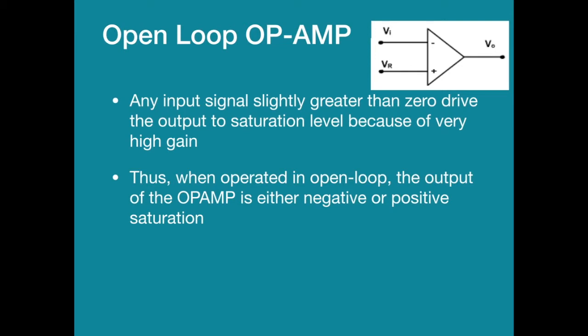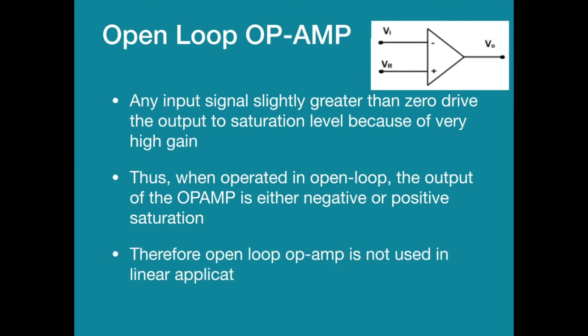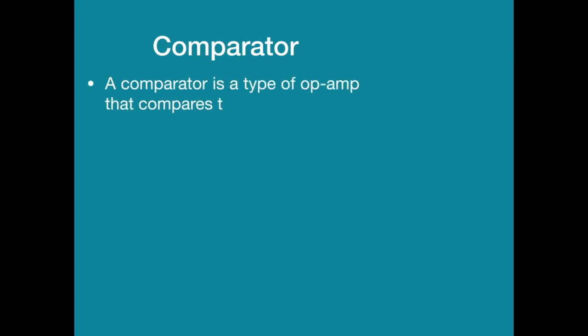So when we operate op-amp in open loop configuration, the output is either at negative saturation or at positive saturation. And that is the reason open loop op-amp is not used in linear applications, but it is used in comparator circuits. Now let's see the comparator circuit.